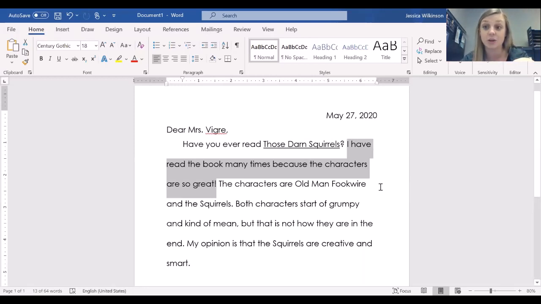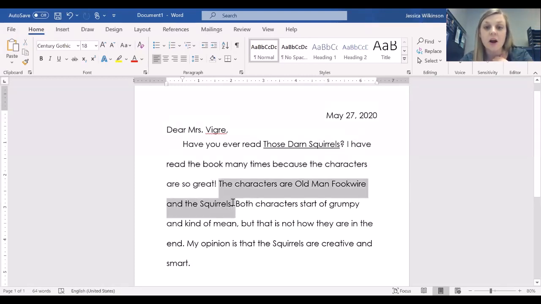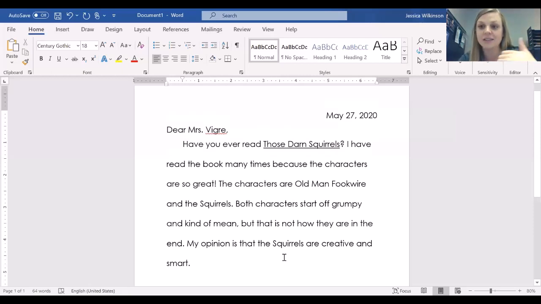And now I'm getting ready to tell a little bit about the characters. The characters, okay, are Old Man Fuquire and the squirrels. And here's what I tell you about them. Both characters start off grumpy and kind of mean, but that is not how they are in the end. So by saying that, I'm hoping Mrs. Vickery is going to go, ooh, the characters start off grumpy and kind of mean, but that's not how they end. Ooh, I'm thinking that she's going to say, I want to keep reading because I want to know more about those characters and how the story ends.